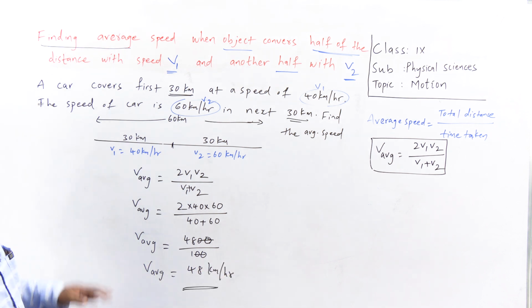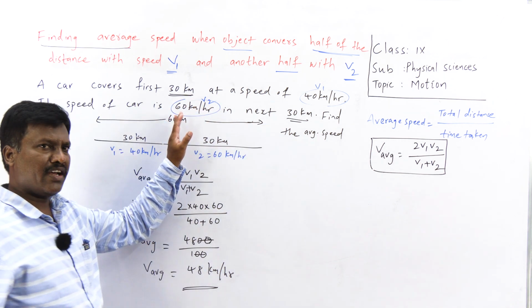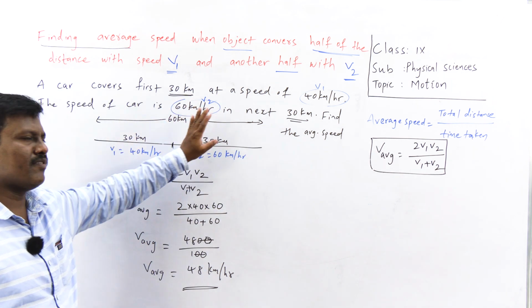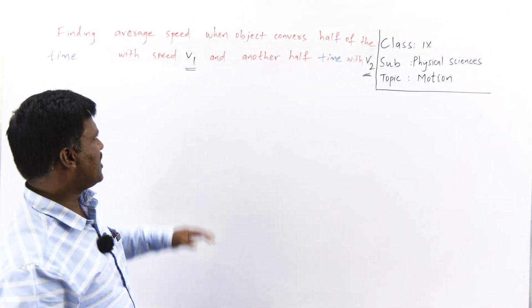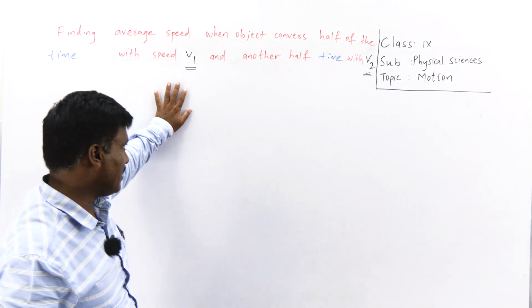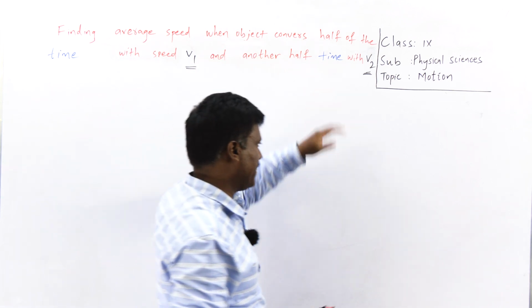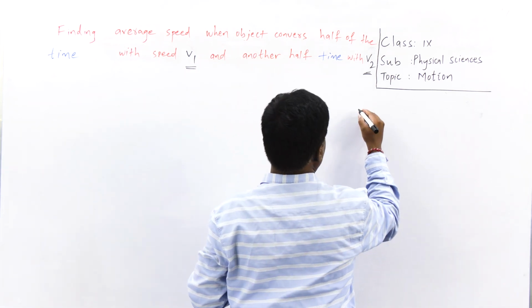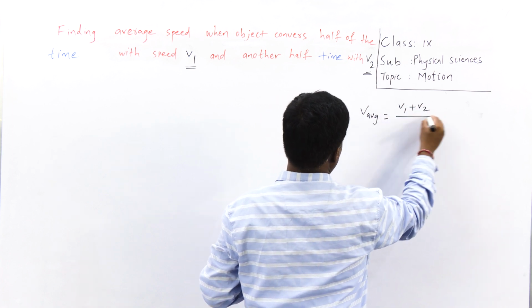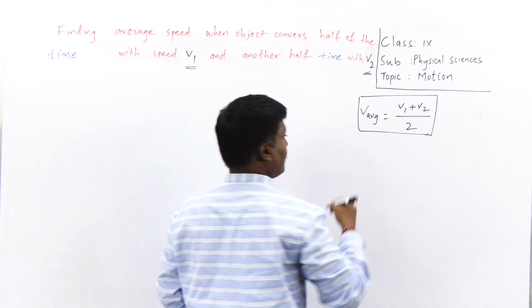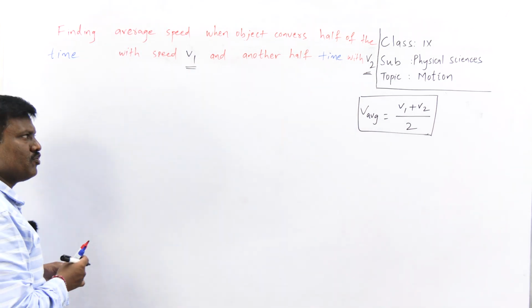So this is the easy way to calculate the average speed when an object travels half distance with one speed, half distance with another. Please note down, we will try another problem also. Just now we have derived the formula for this. When an object covers half time with one speed, half time with another speed, to find the average speed, what is the formula we have? Just now we derived, that is (v1 plus v2) by 2. This is the formula we use to calculate average speed in this condition. So let us do one problem.